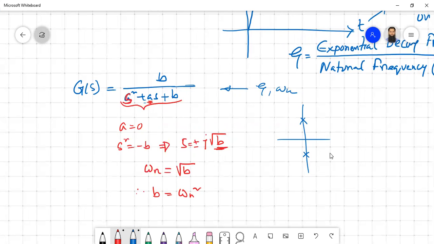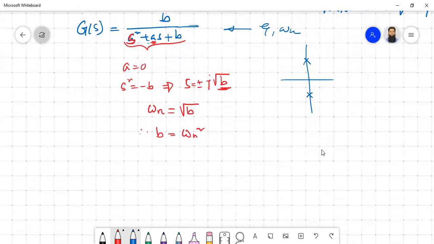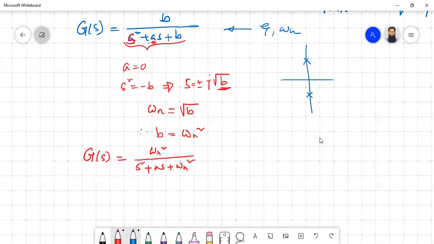Okay, so this is the first thing. We can replace this into that equation. So what we are going to get here is G of s equal to omega n squared over s squared plus a s plus omega n squared. Now what is left is a. We have to change the value of a.